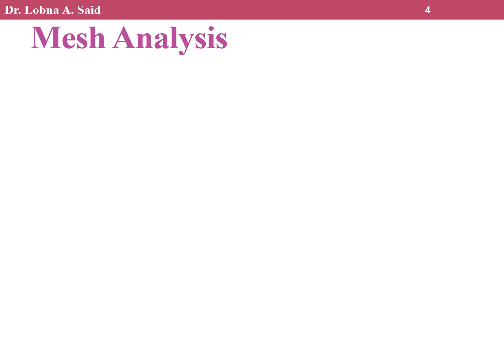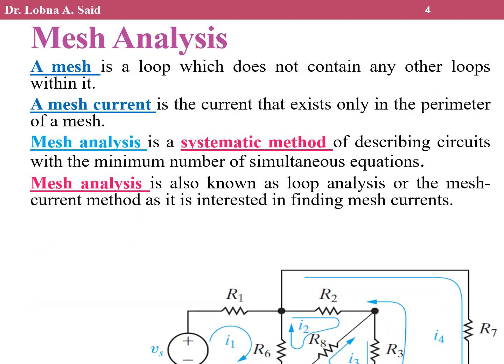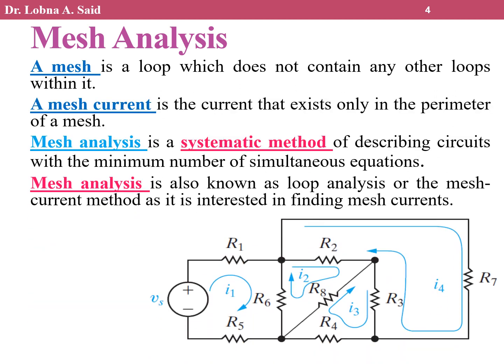What is mesh analysis? Let's first define what is mesh. Mesh is a loop, but this loop does not contain any other loop within it. This is a loop, right? But the problem with this loop is that it contains three loops. This is one loop, this is the second loop, this is the third loop. So this is a regular loop. But can we call this loop a mesh? No, we cannot. Why? Because it contains other loops within it. So to understand the mesh, a mesh is a loop which does not contain any other loop.